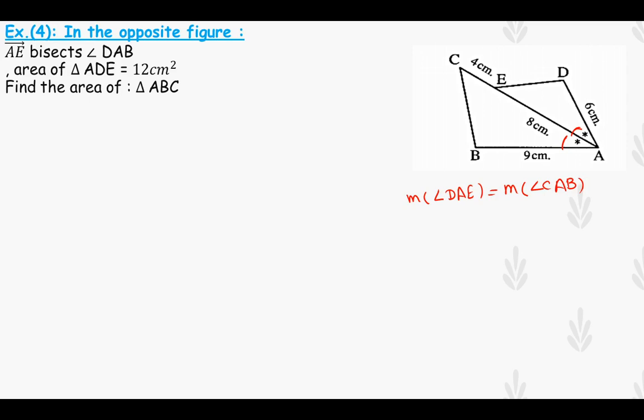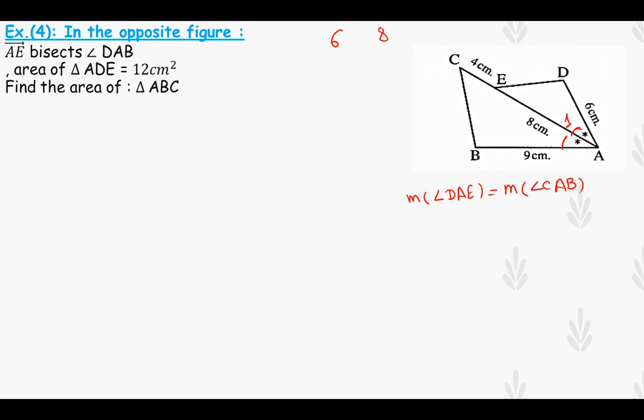What is the similarity of third case? You have to find the measure of an angle equal to the measure of another angle, and the two sides including the first angle are proportional to the sides including the second angle. So here, what are the sides including the first angle, which is DAE? The two sides are 6 and 8. Those are the enclosing sides. One of them is 6 centimeter and the other is 8.